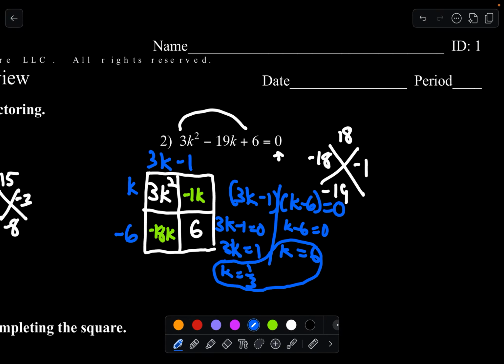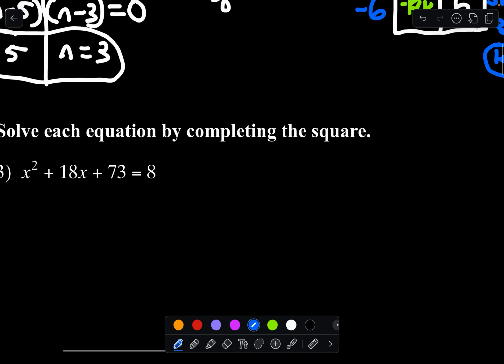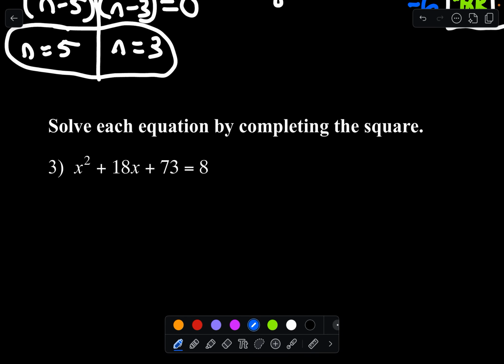All right. Then question number 3 is solve each equation by completing the square. So now to complete the square, we want to get the x terms by themselves. So this is x squared plus 18x. I'm going to subtract 73 from both sides. So 8 minus 73 is negative 65.